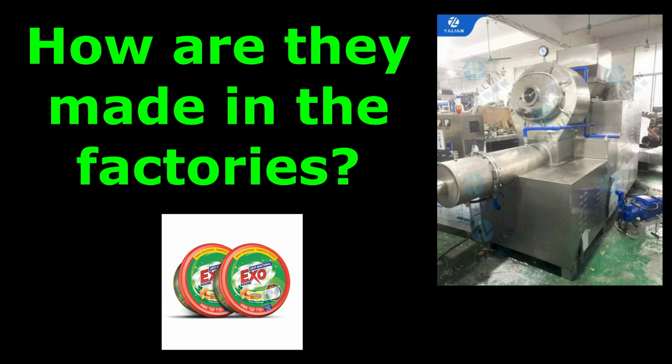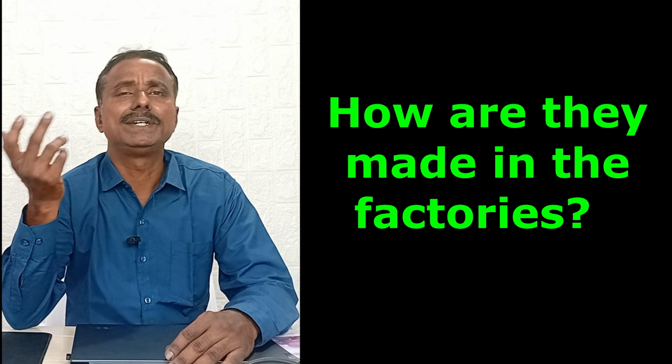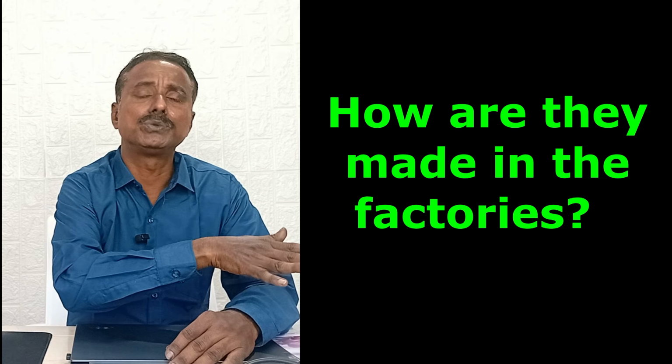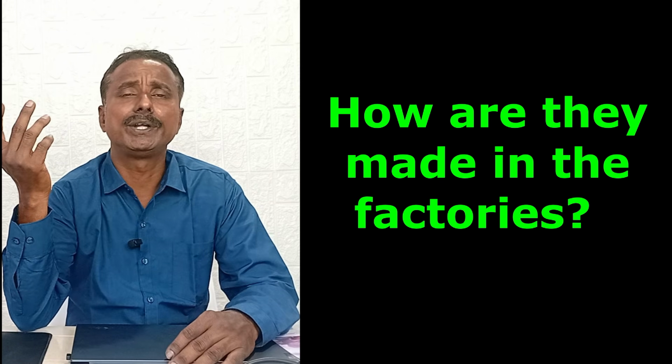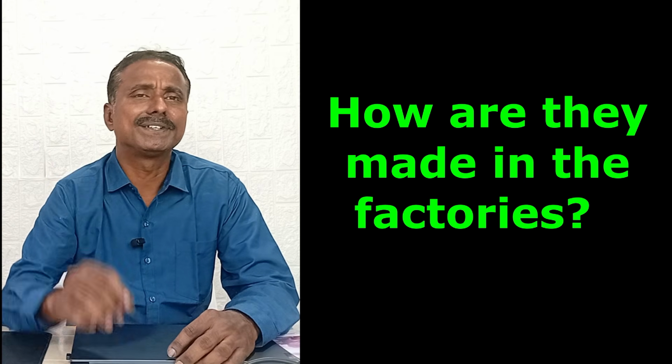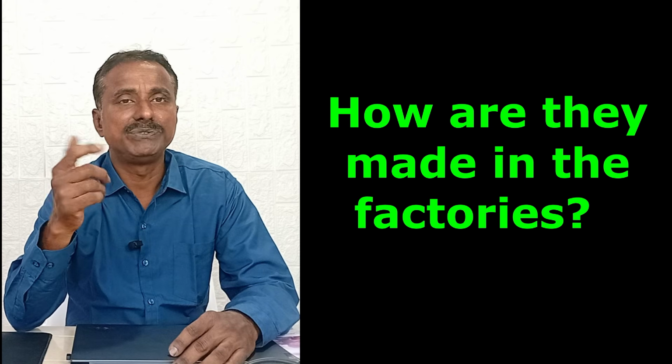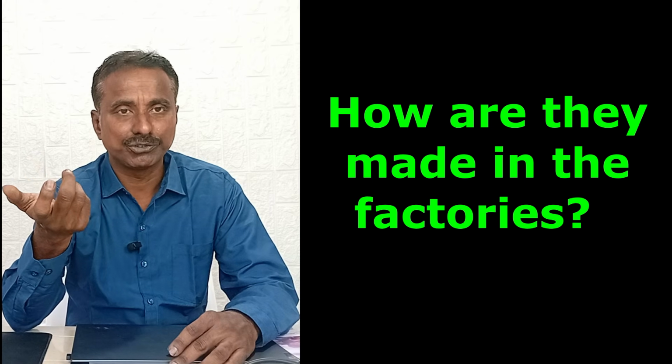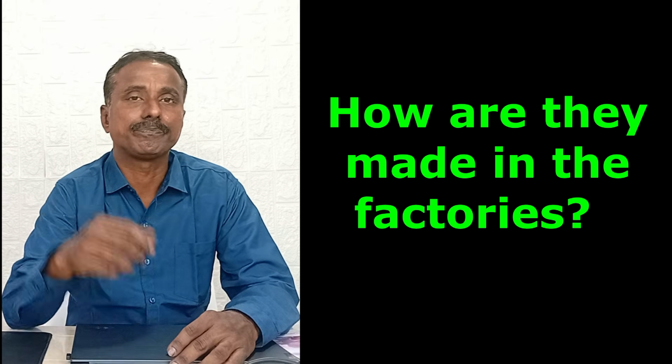Now let us look into the industrial process. In industries, how are they manufacturing, and what are the key steps? There are many industries available, right from small scale to very big industries, fully automatic, using highly sophisticated advanced machineries. But we will discuss some of the key steps involved in the manufacturing process of dishwash bar.